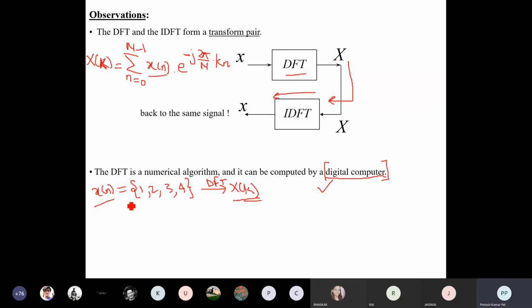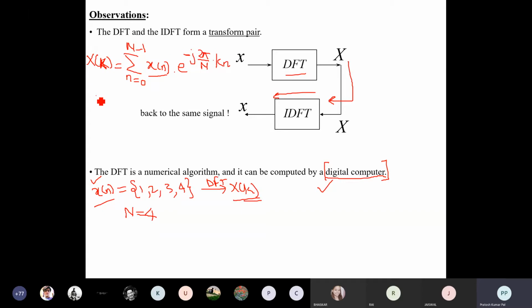So in x of n, how many sequences are there? Yes, so in x of n we are having 1, 2, 3 and 4 sequences. Okay, so 4 sequences are there, means the capital N value will be 4. So by using this expression of your x of n input sequence, the capital N value will be 4. So we will put this 4 value into this expression for calculating the x of k.